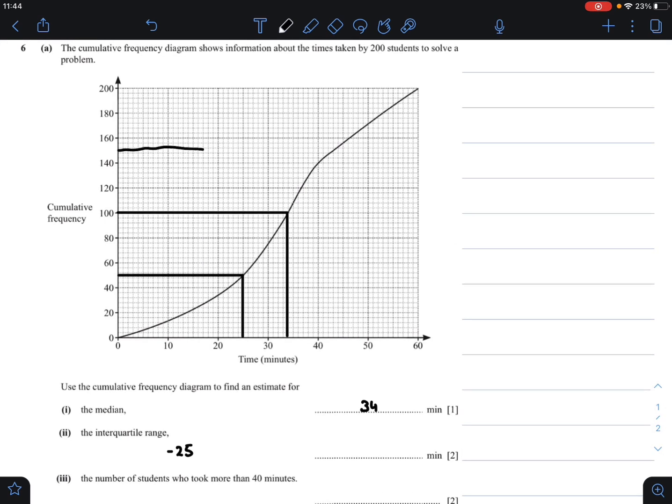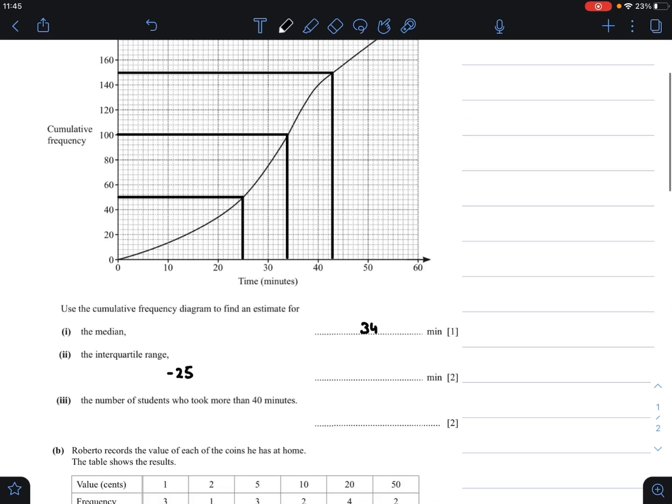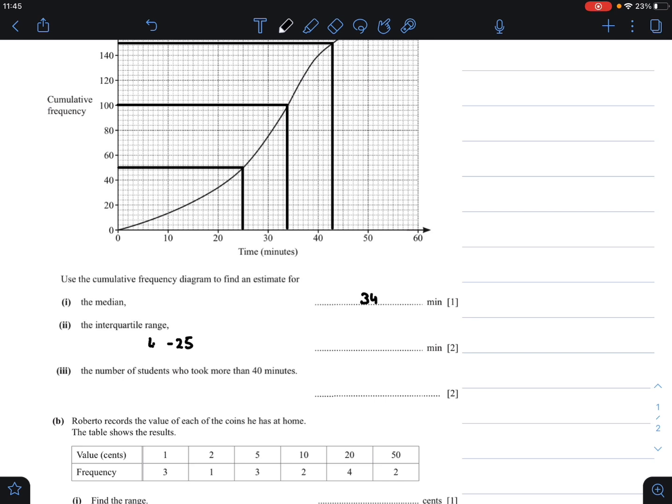So you draw a horizontal line with a pencil and a ruler again. For anything related to graph or sketching, you draw with a pencil and a ruler. So this is the horizontal line, and you draw a perpendicular line to where it intersects the graph. So it intersects the graph at 43 minutes. So 43 minus 25 is equal to 18, and therefore 18 will be your interquartile range, 18 minutes. Now let's move to part A3.